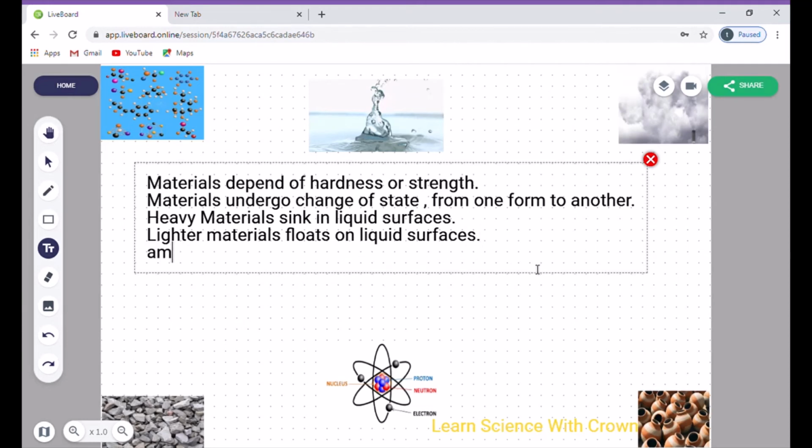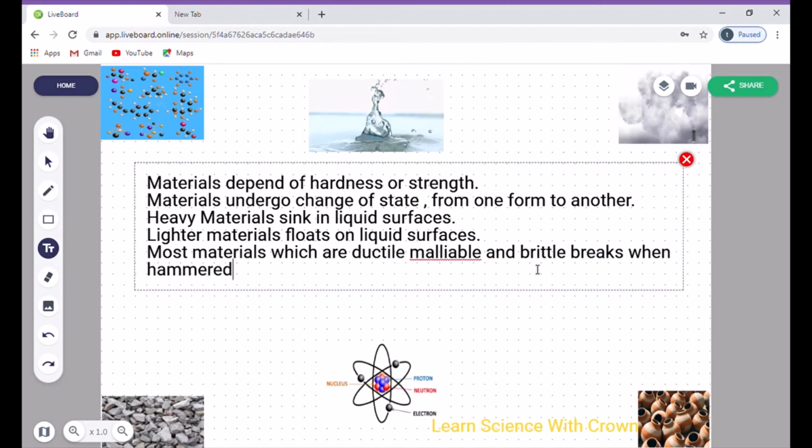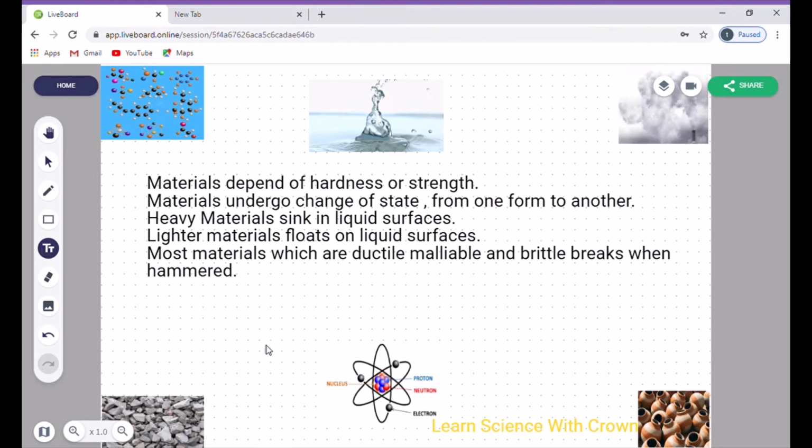Most materials which are ductile, malleable, and brittle break when hammered. Full stop. These are important facts that you have to know about materials. It is stated that materials depend on hardness or strength. Most materials which are ductile, malleable, and brittle break when hammered, like we have this. It can be broken when hammered.